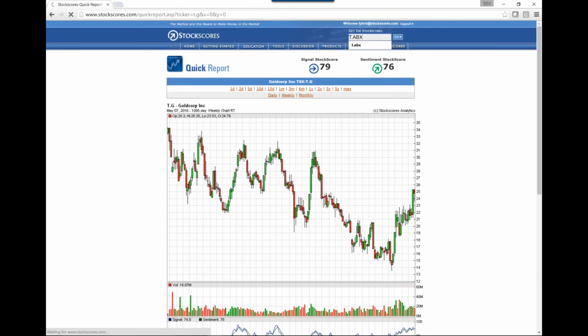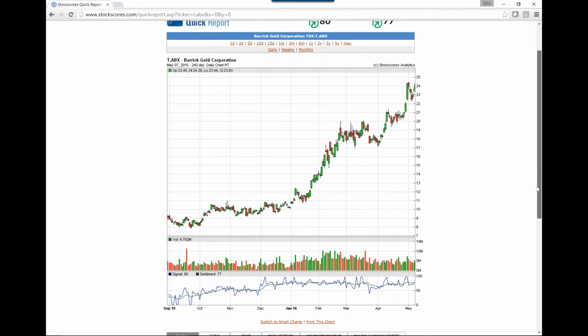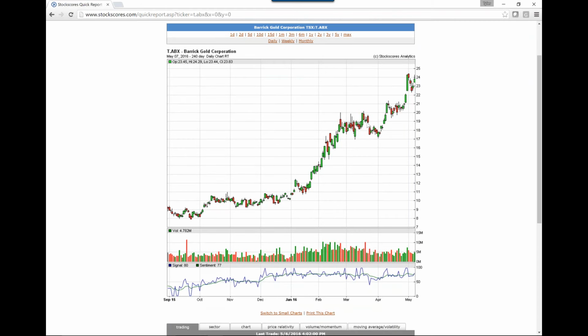Now, I'm just going to take a look at Barrick, which is another gold company. See how this one has performed so much better? This is also another big gold mining company, but they have other things as well. But look, in the start of January is when it broke through resistance from optimism, from low volatility, with abnormal activity. My sentiment stock score, which is the green line, was above 60. My signal stock score spiked up above 80.